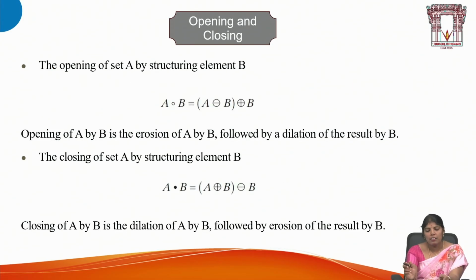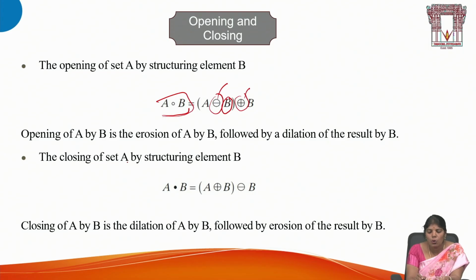These are the representations of the opening and closing operations. These are the symbols. A opened by B: first you have to apply the erosion, then apply the dilation. First you apply the structuring element B, which erodes A. Then, after getting the resulting image, again apply the structuring element B with the dilation. First apply the erosion, then apply the dilation. This is the representation of A opening of B.